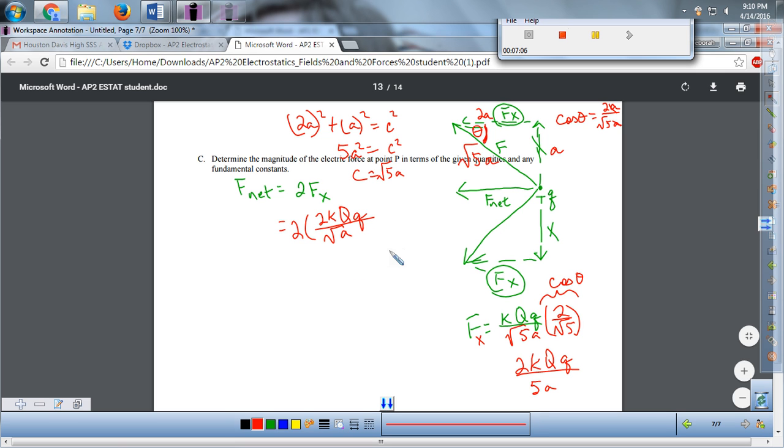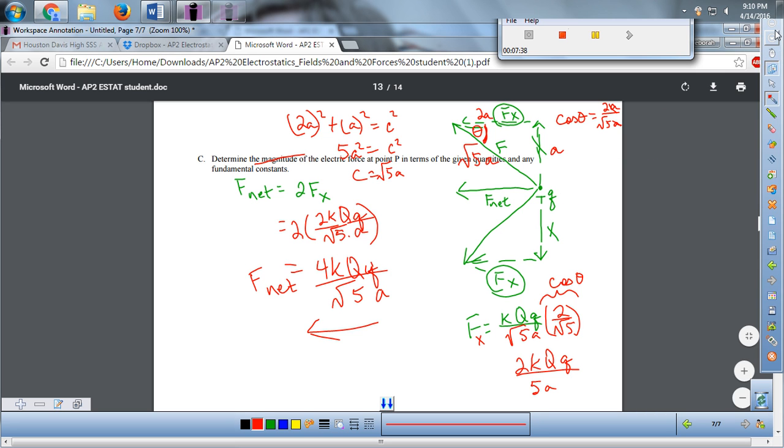Oh, sorry, that should be a square root of 5a. So let me fix that real quick because that'll mess you up. Square root of 5 times a. So I get 4k big Q little q over radical 5 times a is the net force. And it's to the left, but they only want the magnitude, so I don't really even have to tell them that, because see it says determine the magnitude. Alright, and then we got a part D to do.